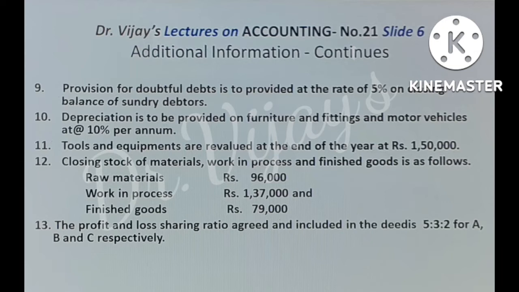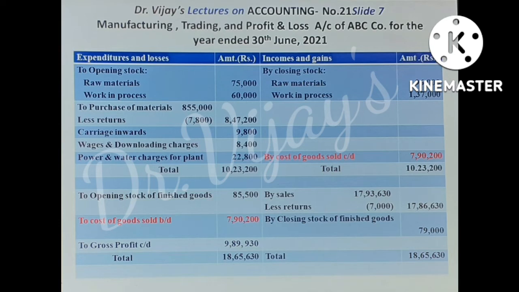respective capital accounts. Now we are starting the solution, preparing the final accounts and balance sheet of ABC and Company for the year ending 30th June 2021. Final accounts involve 4 stages: manufacturing account, trading account, profit and loss account and profit and loss appropriation account. All the headings come together, but manufacturing account, trading account and profit and loss account are there. The profit and loss appropriation account is not normally shown in the title.